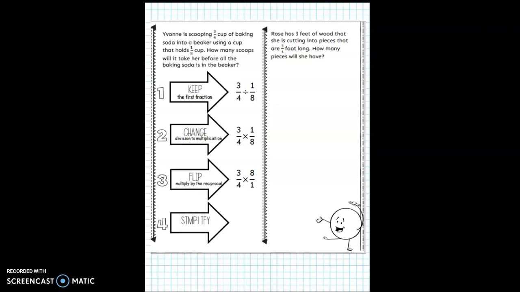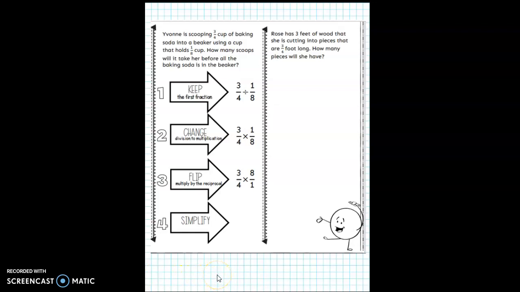Now we are looking at dividing fractions. The best way to help you remember the process for dividing fractions are the words keep, change, flip. Keep the first fraction the same, change division to multiplication, flip by multiplying by the reciprocal, and then simplify. So for this problem, we are doing 3/4 divided by 1/8.